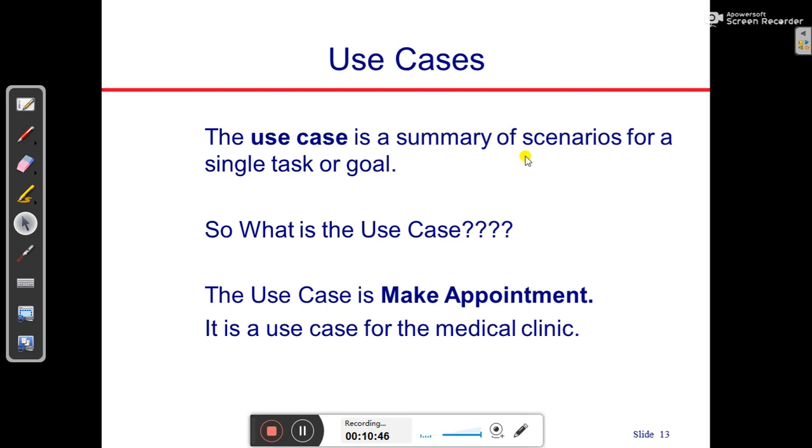After reading this scenario, a use case is a summary of scenarios for a single task or goal. What is the use case? The use case is make appointment. So our goal in this scenario is to book an appointment, or you can say make appointment. It is a use case for the medical clinic, and our goal is make appointment. So that is the use case in our scenario, which is the summary of the scenario.